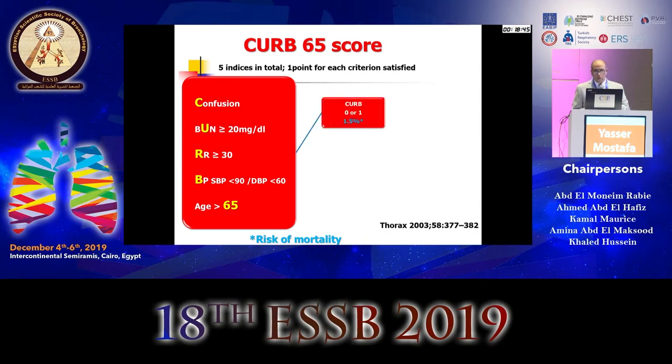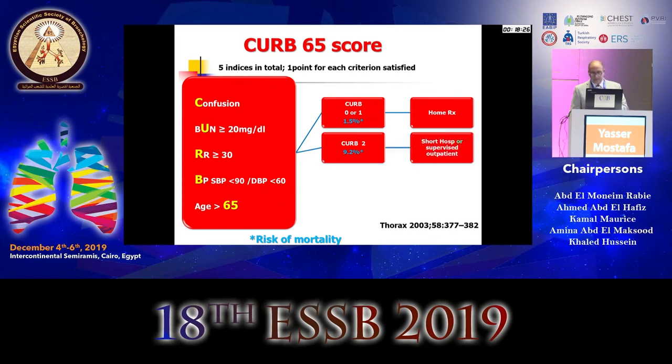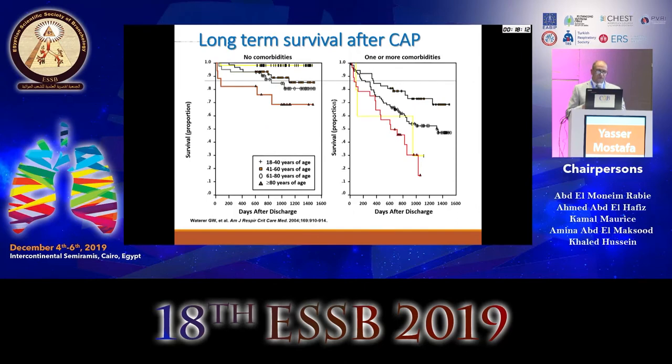If I have no or one of these, I have a mortality of 1 to 1.5%, so I can treat my patient at home, but with a special concern to follow up this patient after 2 or 3 days because he may go to CURB 2 or 3 and he needs hospital admission. CURB 2 mortality 9%, short hospital stay or supervised outpatient. CURB 3 22%, inpatient admission with consideration for ICU admission if the patient jumps to CURB 4 or 5.